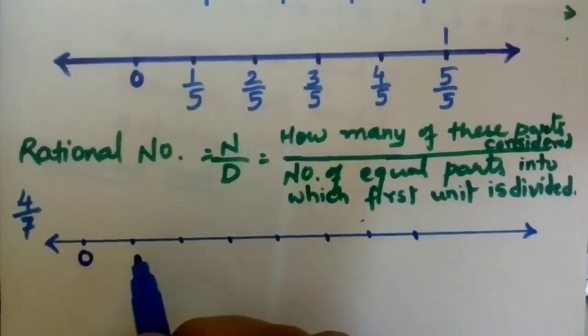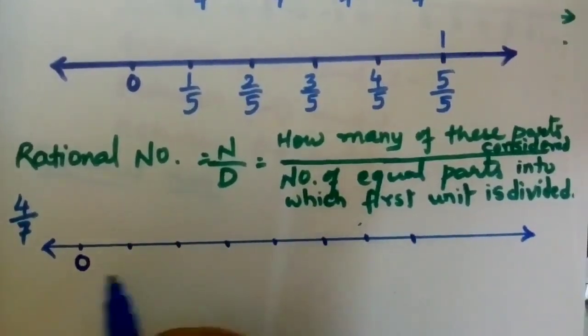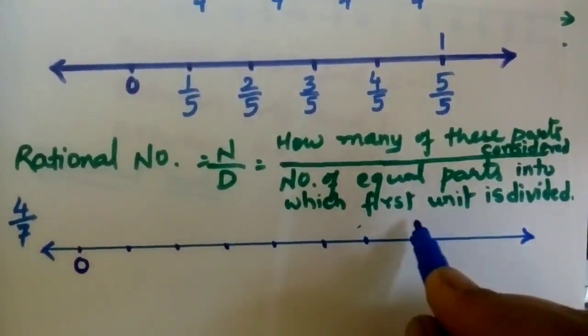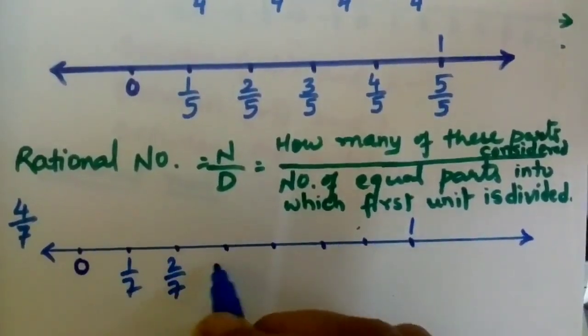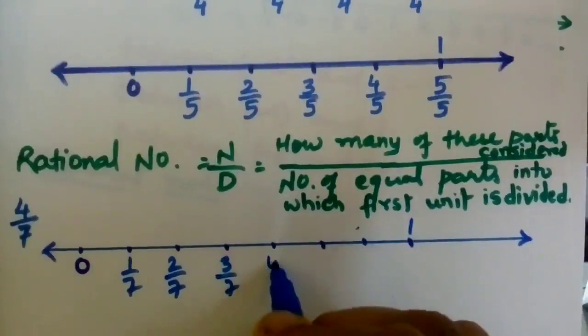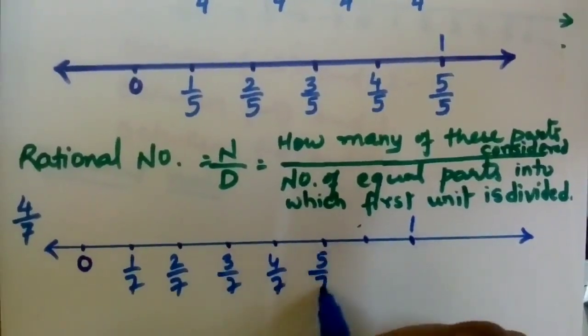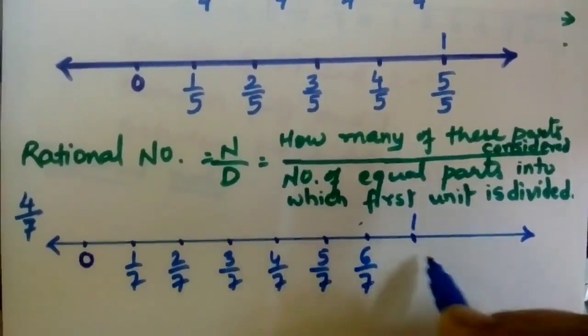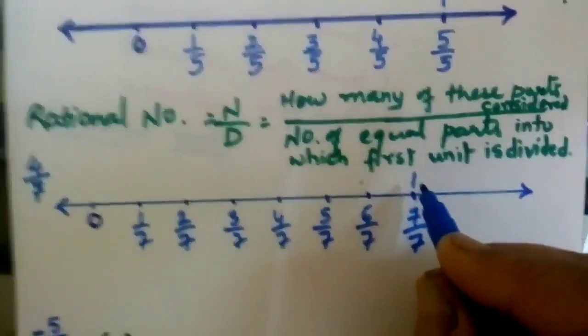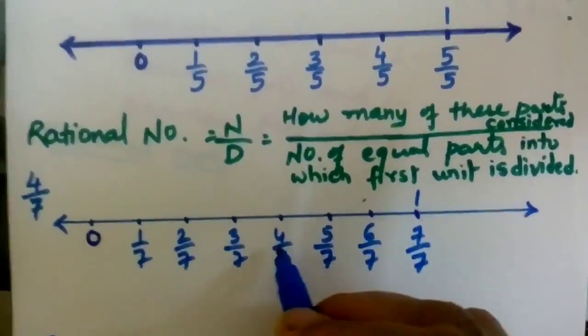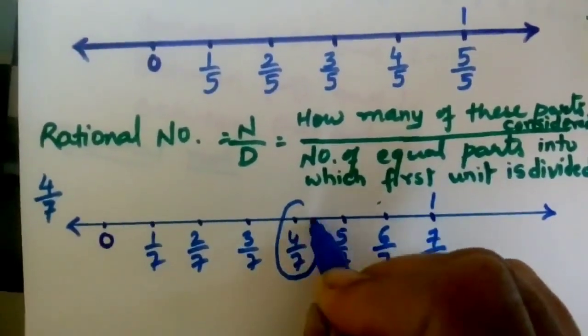So we will divide it into 7 equal parts from 0 to 1. That is 1 upon 7, 2 upon 7, 3 upon 7, 4 upon 7, 5 upon 7, 6 upon 7, 7 upon 7. 7 upon 7 is nothing but 1. So the rational number which we are representing is 4 upon 7.